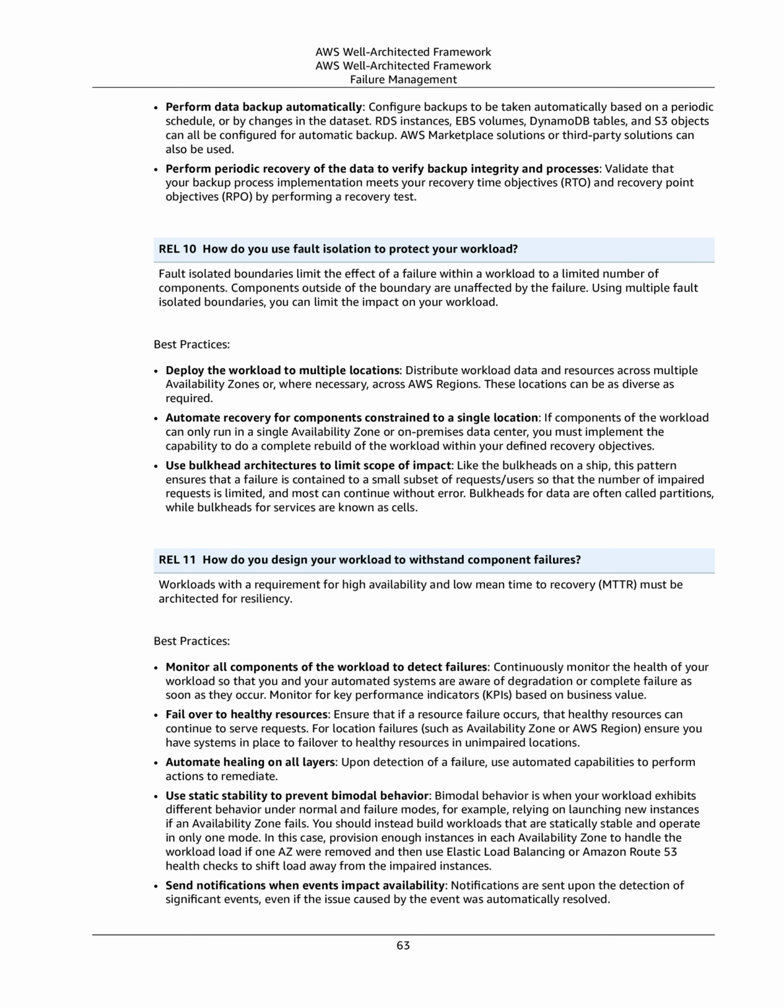Automate recovery for components constrained to a single location. If components of the workload can only run in a single availability zone or on-premises data center, you must implement the capability to do a complete rebuild of the workload within your defined recovery objectives. Use bulkhead architectures to limit scope of impact, like the bulkheads on a ship. This pattern ensures that a failure is contained to a small subset of requests/users so that the number of impaired requests is limited, and most can continue without error. Bulkheads for data are often called partitions, while bulkheads for services are known as cells.